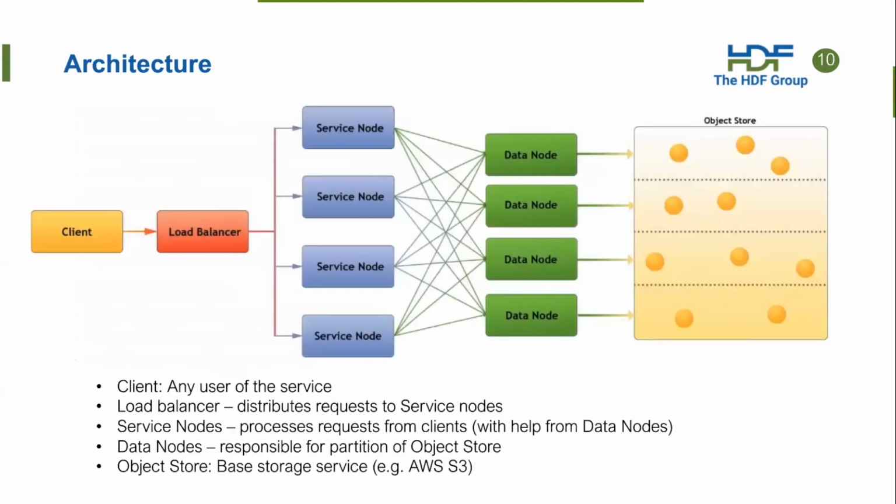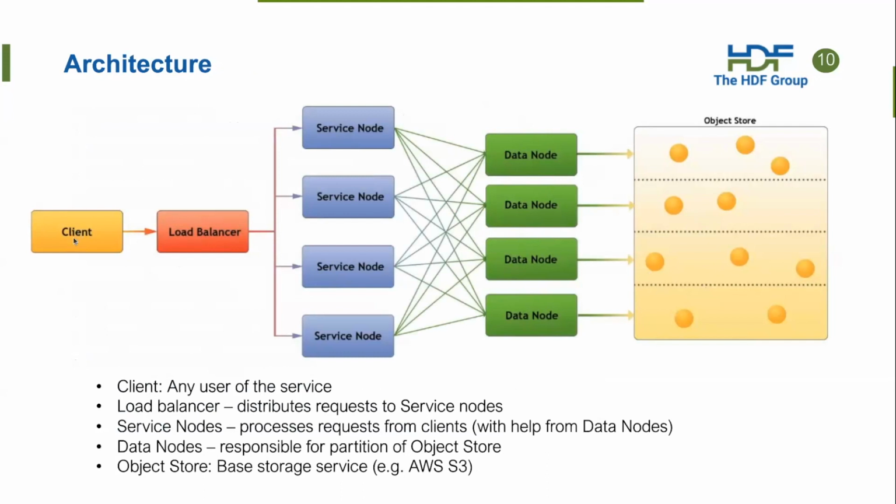And the way it works is basically like this. You have these multi-process nodes, right? So these service nodes and data nodes. The data nodes, these green nodes, they partition the storage space. So any object belongs to a specific data node.